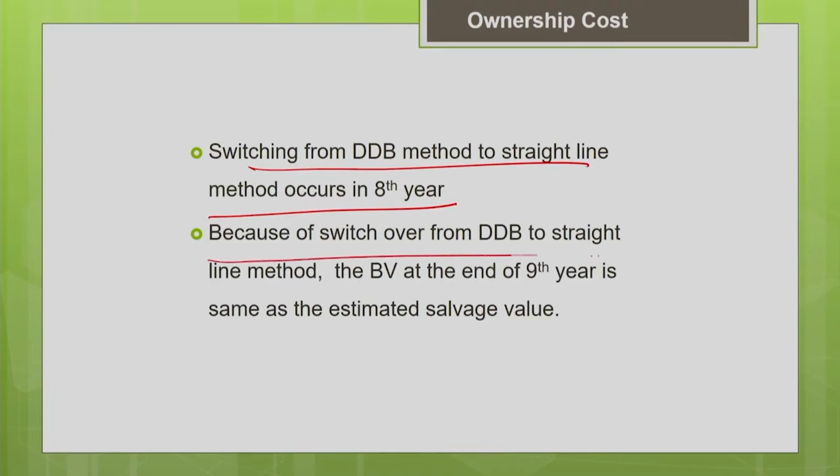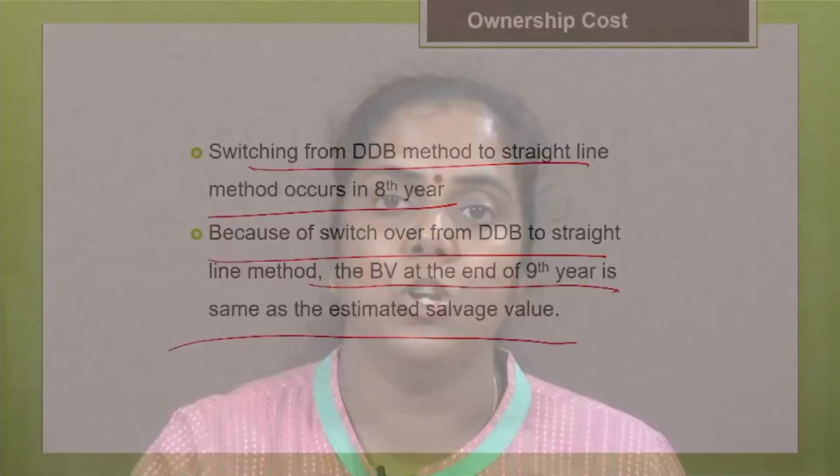So, because of the switch over, I am able to see that the book value at the end of 9th year is same as the estimated salvage value. So this is the benefit of switching over from one method to another method. So as I told you, one requirement is to match the book value at the end of useful life to salvage value, and another requirement is to accelerate the depreciation so that I can get the tax benefits.